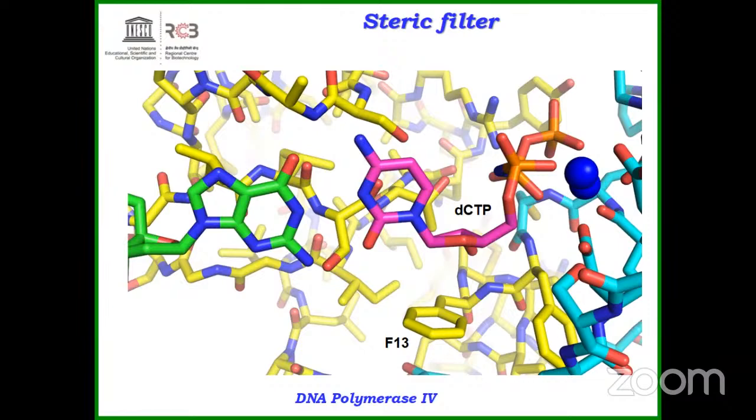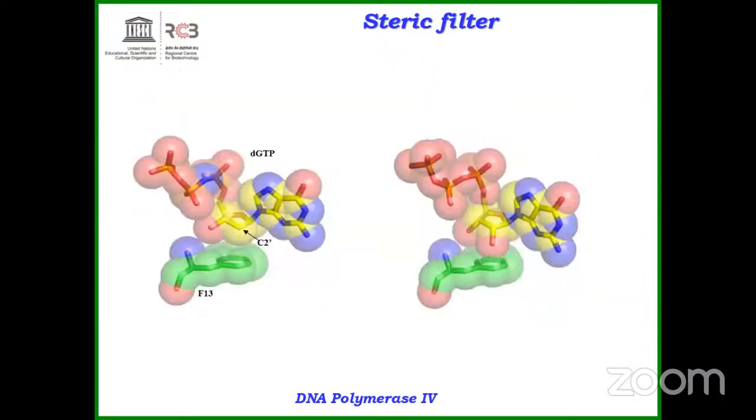And therefore the RCTP will not be able to sit here properly. And that is how they are excluded from being incorporated. So this is what you will find in the textbooks. So again, you can see that if there is a 2' OH here, it will clash with the pi electron cloud over the aromatic ring of this phenylalanine residue.